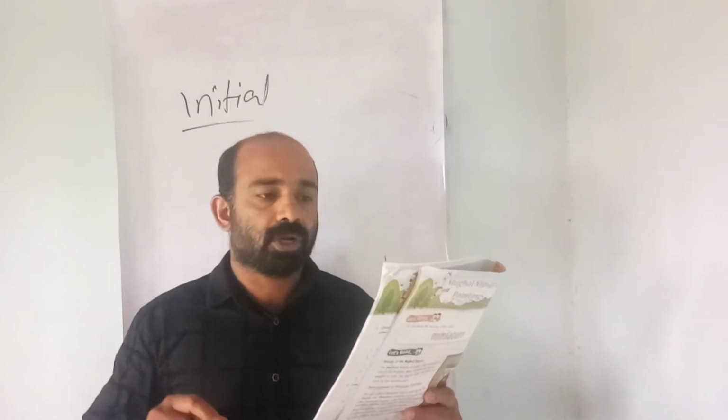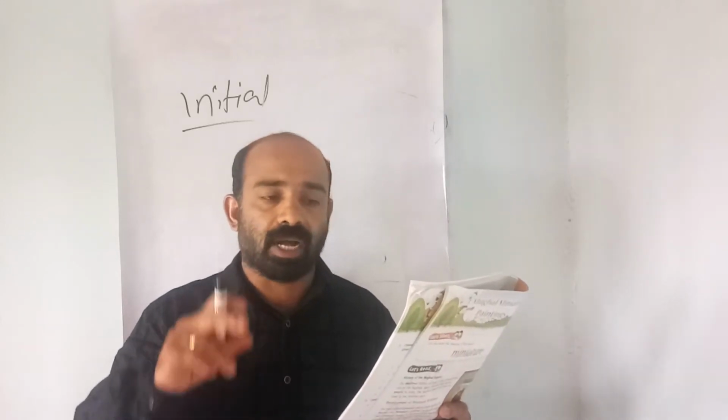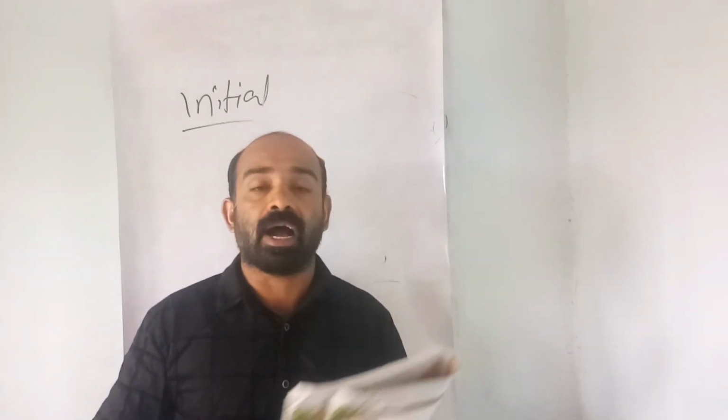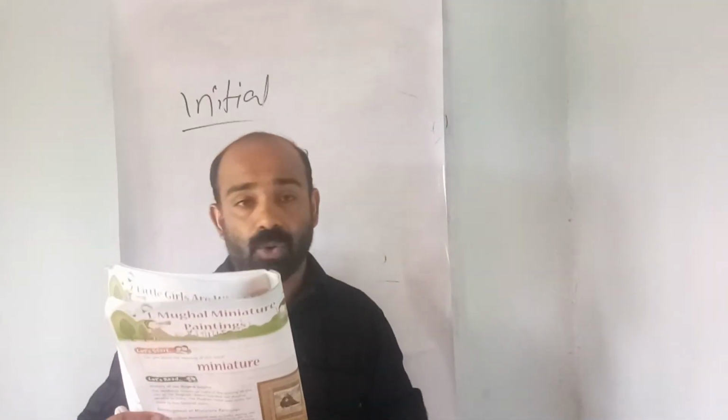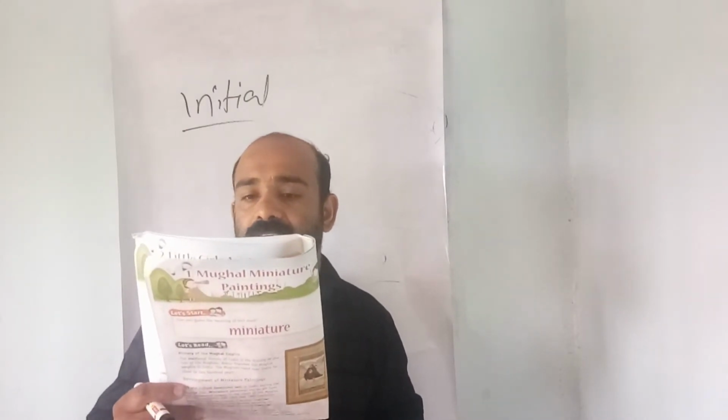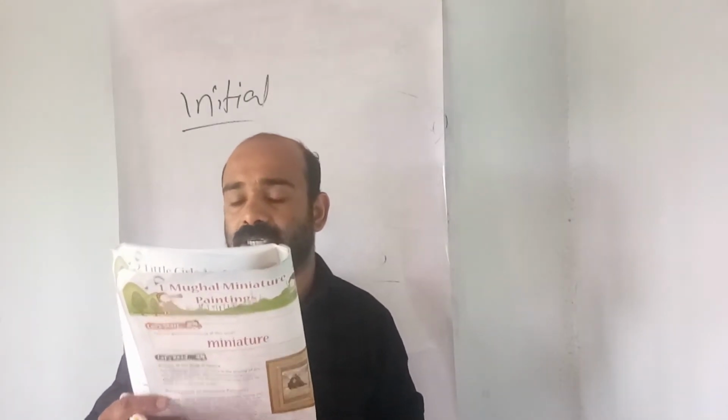Another artist named Govardhan worked under Akbar, Jahangir and Shah Jahan. An artist who worked under three Mughal rulers. Who was that? Govardhan, who developed miniature paintings. The art form reached its height during the rule of the fourth Mughal Emperor Jahangir.